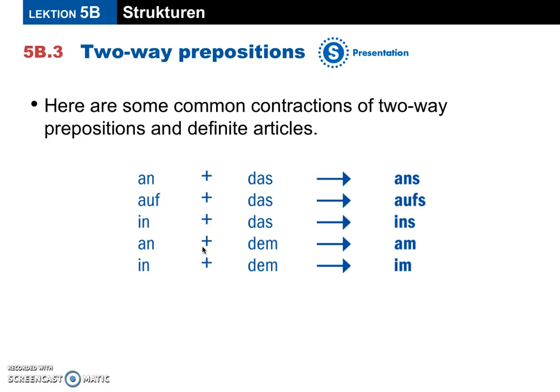You will remember am, im, etc. Those are contractions of an plus dem and in plus dem. And you can do the same thing with an plus das, auf plus das. So ans, aufs, ins, am, and im.